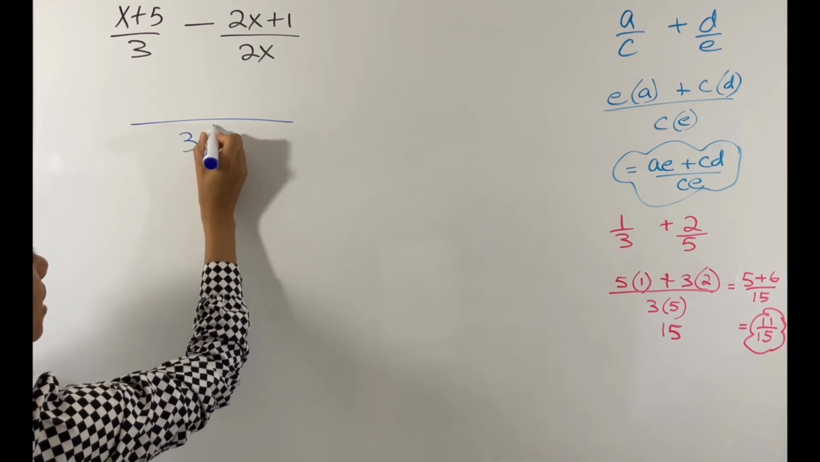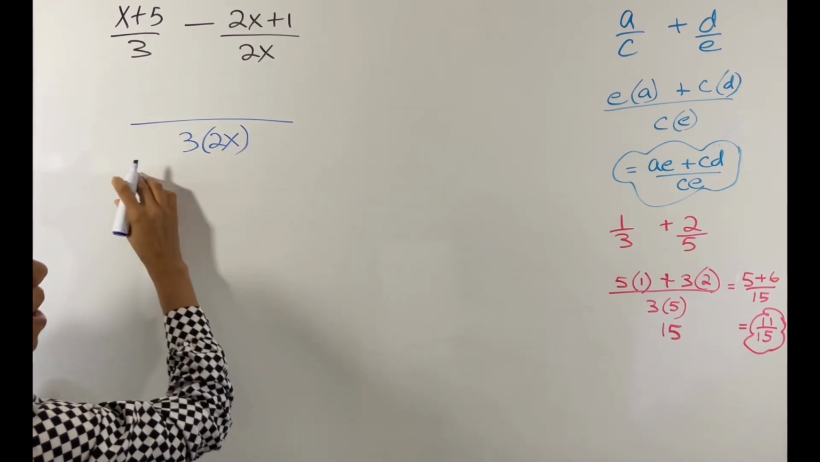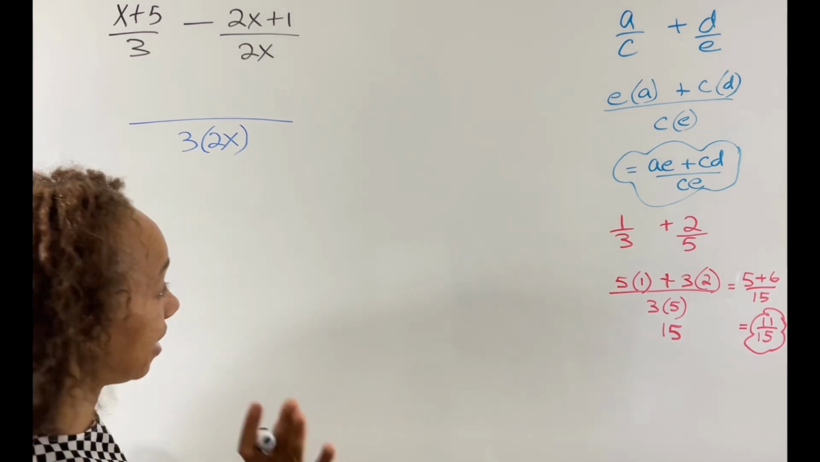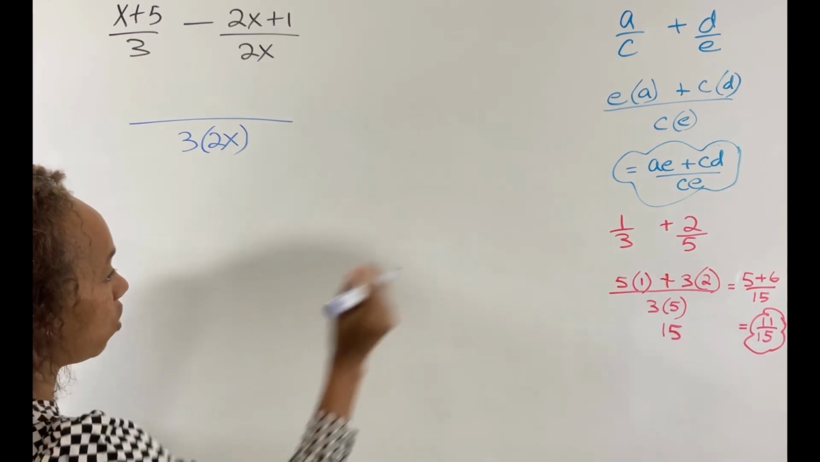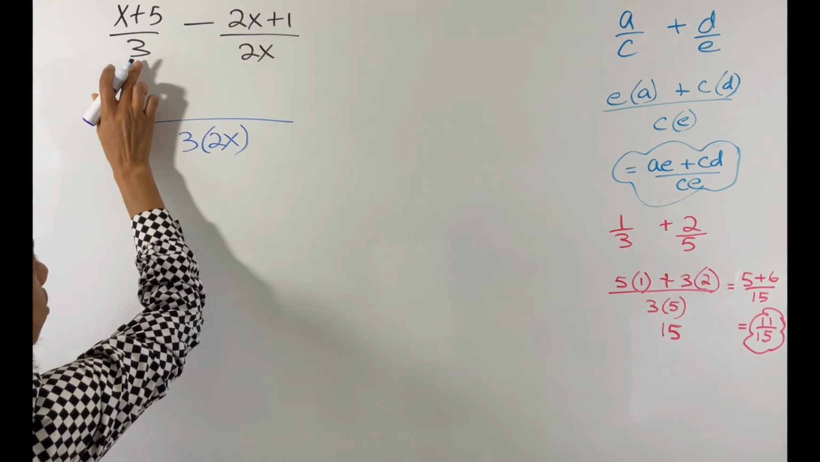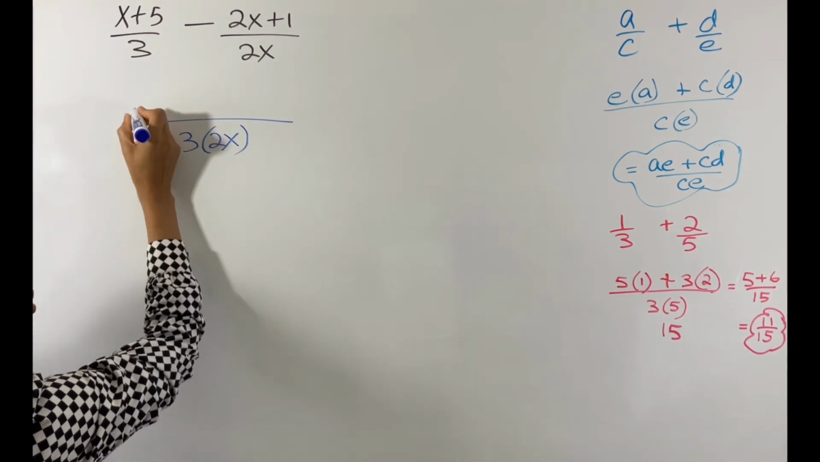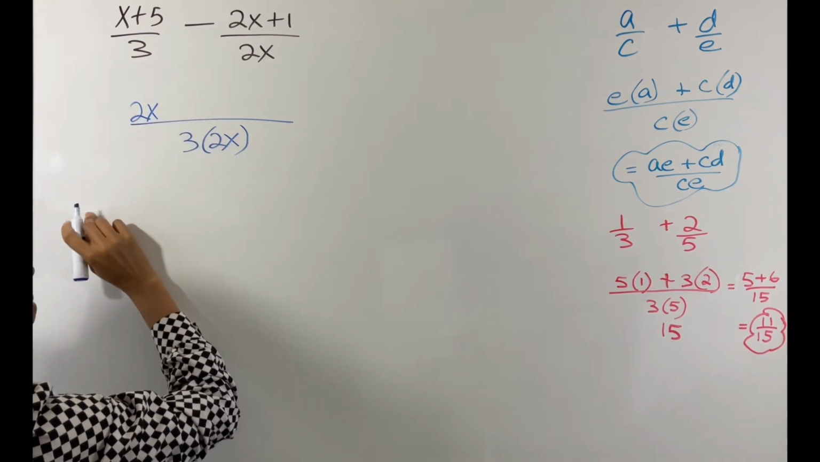I like to do it like this instead of just writing the 6x, but if you feel comfortable just writing the 6x, that is fine, just like I did with the 15 over there. So now you're going to say 3 into 3 times 2x. You're going to be left with 2x. So you put that 2x here, right?